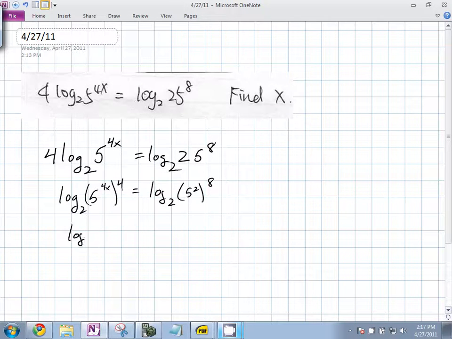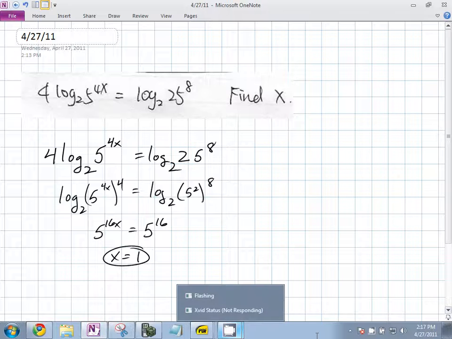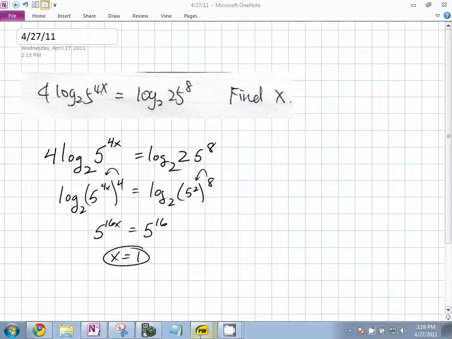Well, we can actually do two things here. If log base 2 of something equals log base 2 of something else, what do you know about those two things? Yeah, we're not dividing the log out. We're using a logical conclusion. So we know that, and we can multiply the powers. 5 to the 16x is equal to 5 to the... So x has to be 1. Pretty cool, huh? We combined a few steps, but that's okay.